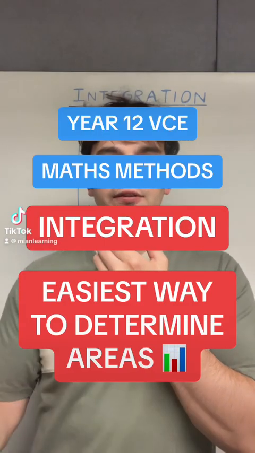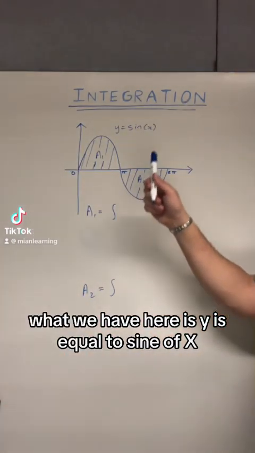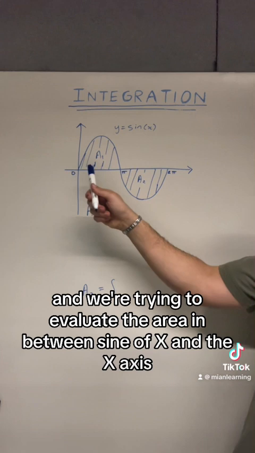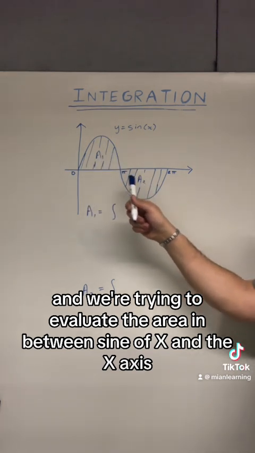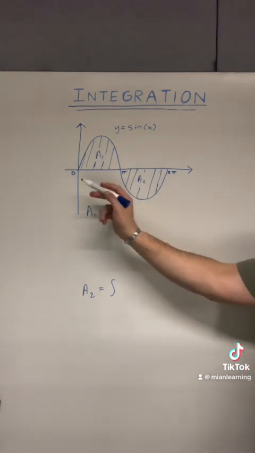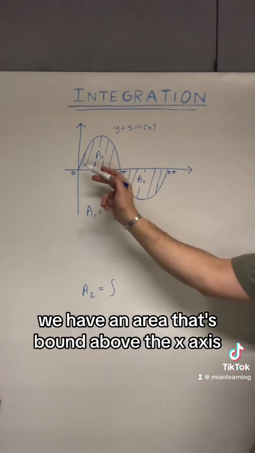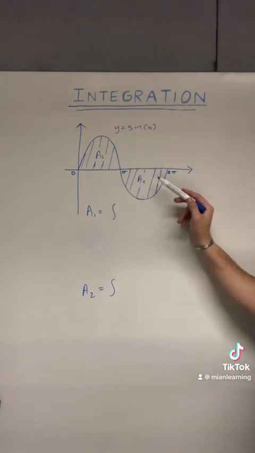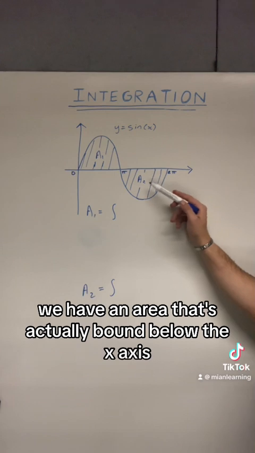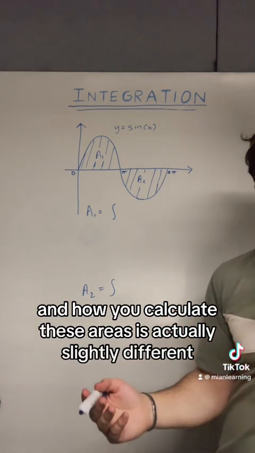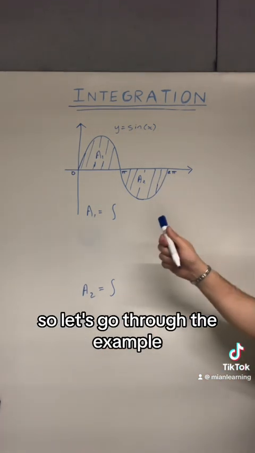Here's how to determine areas for VCE methods in less than a minute. What we have here is y is equal to sine of x, and we're trying to evaluate the area in between sine of x and the x-axis for the first cycle. So we can see from 0 to pi, we have an area that's bound above the x-axis, and from pi to 2 pi, we have an area that's actually bound below the x-axis. And how you calculate these areas is actually slightly different. So let's go through the example now.